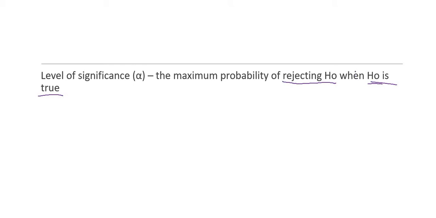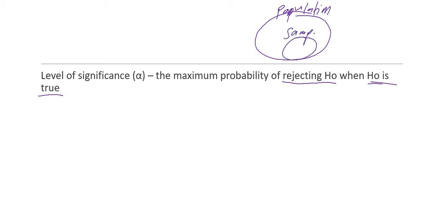But since we are not examining the entire population, only the sample, we cannot really be sure whether the values of the sample would be true for the entire population. Hence, we have to give a probability that we will make a mistake, but we don't want a big probability of us making the mistake. That's why we have to limit and give a maximum value of the probability of rejecting H0. And that maximum probability of making the mistake of rejecting H0 is known as the level of significance, or alpha.